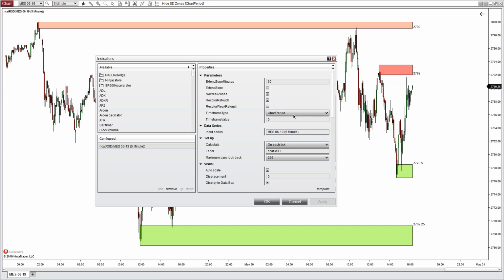Time frame type. This is set to chart period. So if I go to a 5-minute, 15-minute or 60-minute chart, I'll see 5-minute, 15-minute or 60-minute zones respectively. These will change with the time frame.